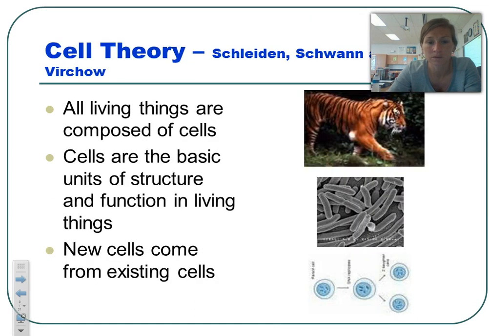The cell theory was then devised by Schleiden, Schwann, and Virchow, and that theory is listed in these 3 bullet points. All living things are composed of cells. Cells are the basic units of structure and function in living things, and new cells come from existing cells. So you really want to make sure that you can recognize and verbally say these 3 points of the cell theory.